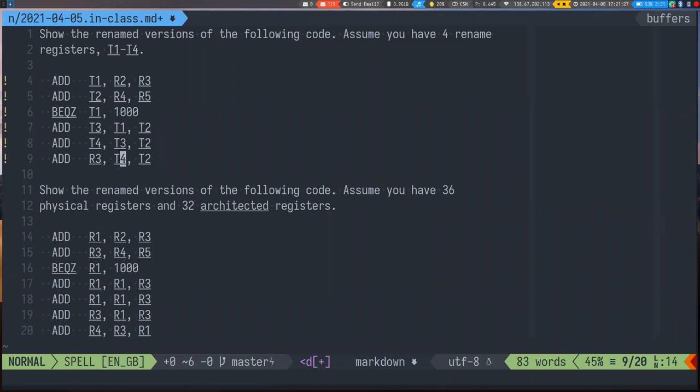Last thing to do, where do we put the output of this add? Yeah, we're going to put it back into T1. Again, this is going to take more circuitry to make sure that T1's actually available, right? So this is just another thing that we're going to have to deal with.